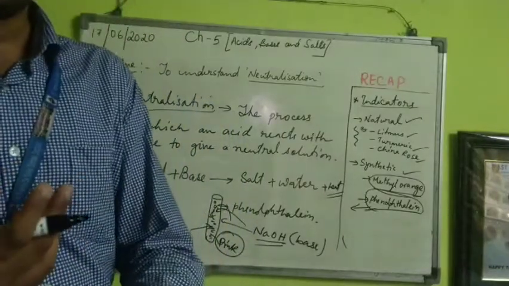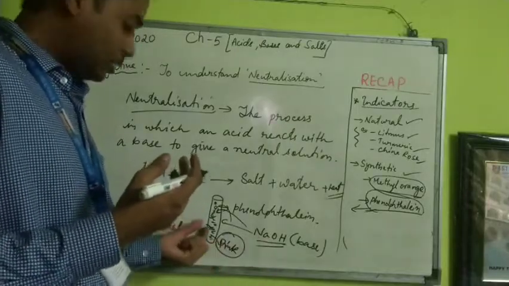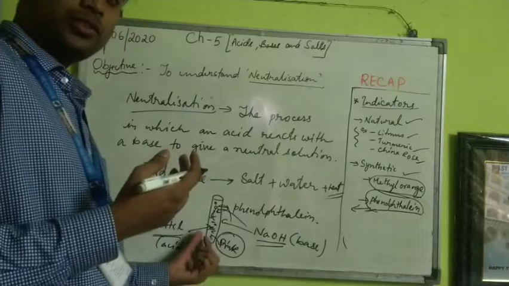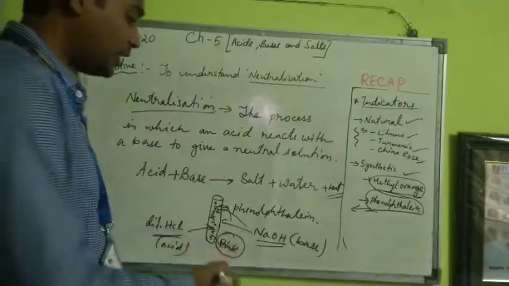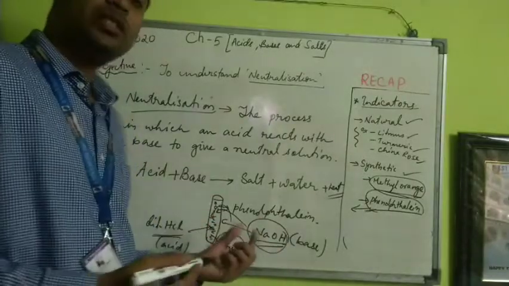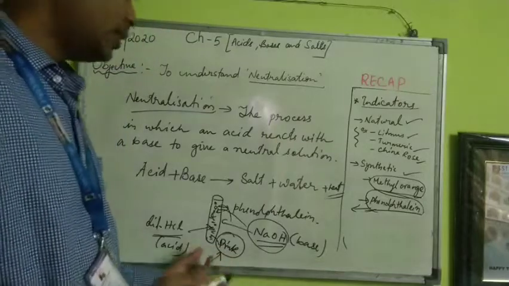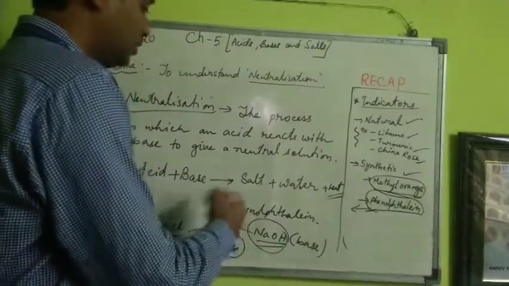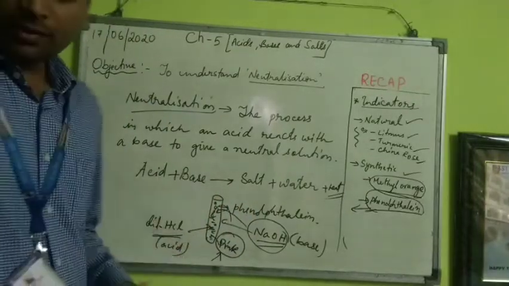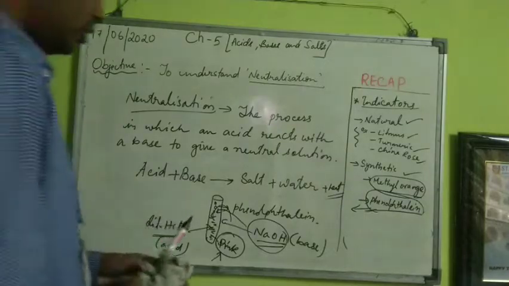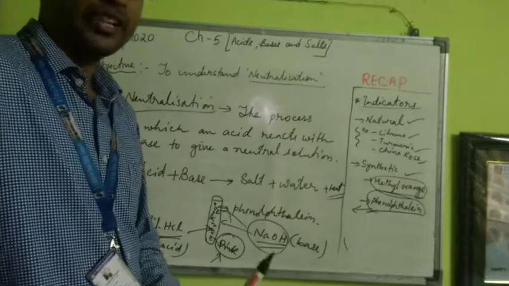So when a base is added to the acid, the acidic effect of that solution changes to a neutral solution. Why? Because that has been neutralized by the base, and once it becomes neutral, the color becomes what? Pink. So this indicates that now the solution is neutral, and this is called a neutralization reaction. If we take this in the form of a reaction, I hope you have understood, and please go once more through that activity part from your textbook.